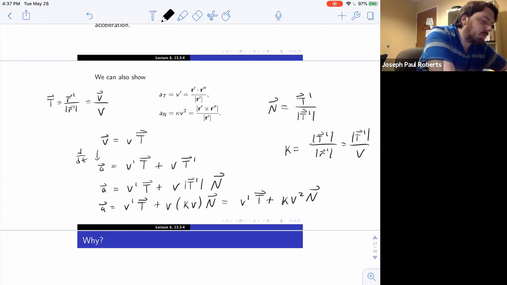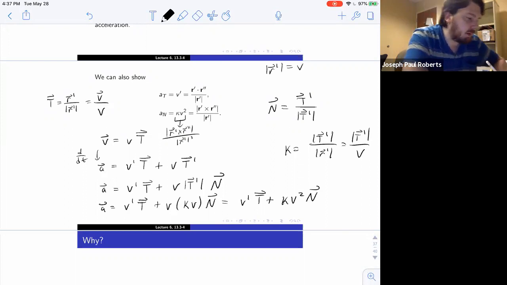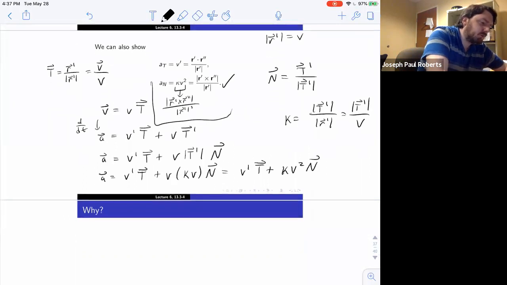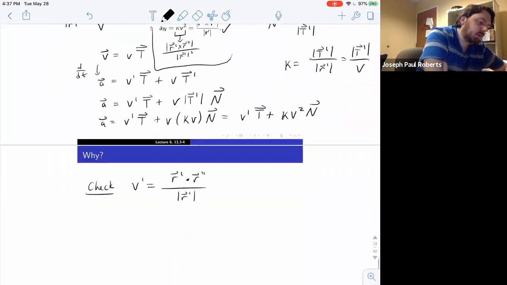And then you use that formula for curvature. Remember, curvature is going to be r prime cross r double prime over length r prime cubed. But then just remember that length r prime using this new notation is speed, so that explains that. And then it's really just the chain rule. The last thing we have to do is confirm that the derivative of speed is the dot product of r prime and r double prime over the length of r prime.